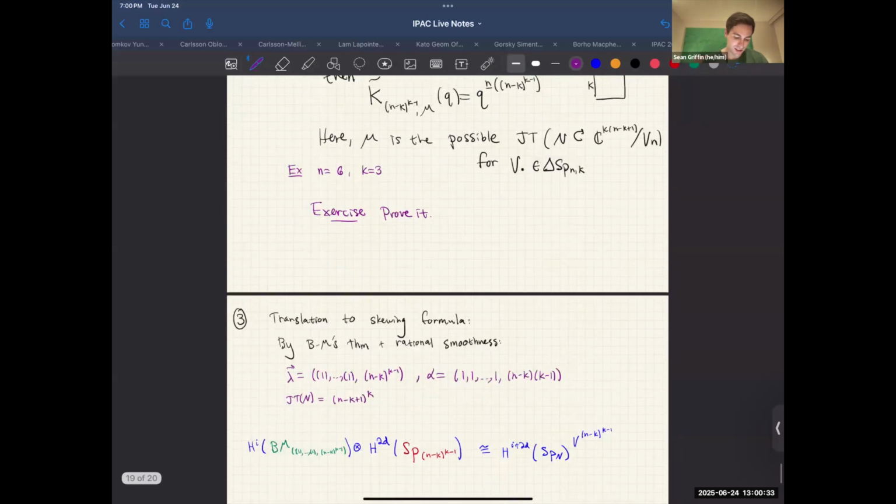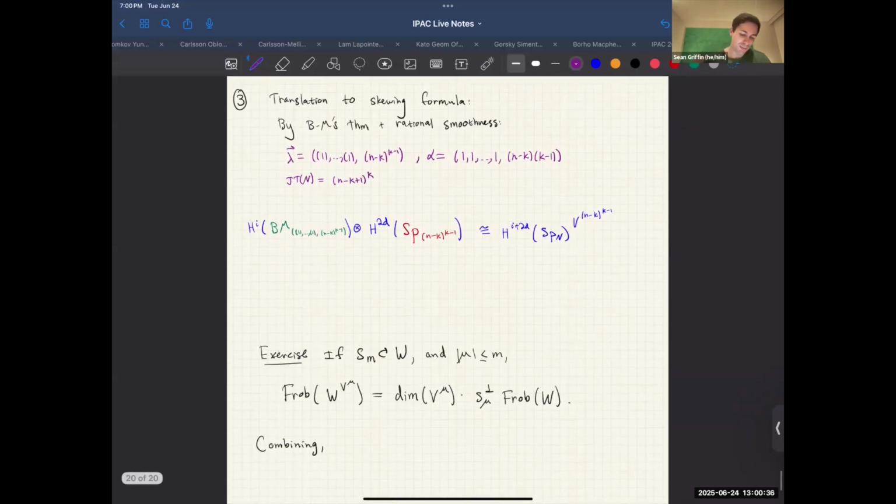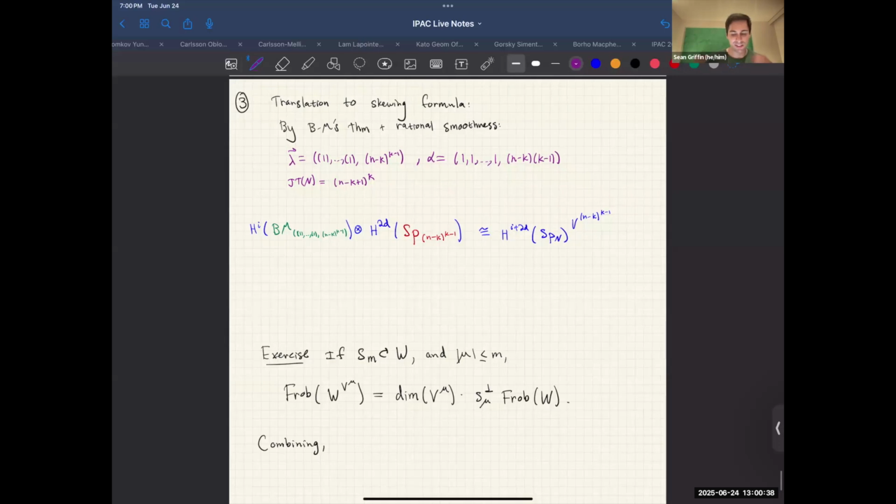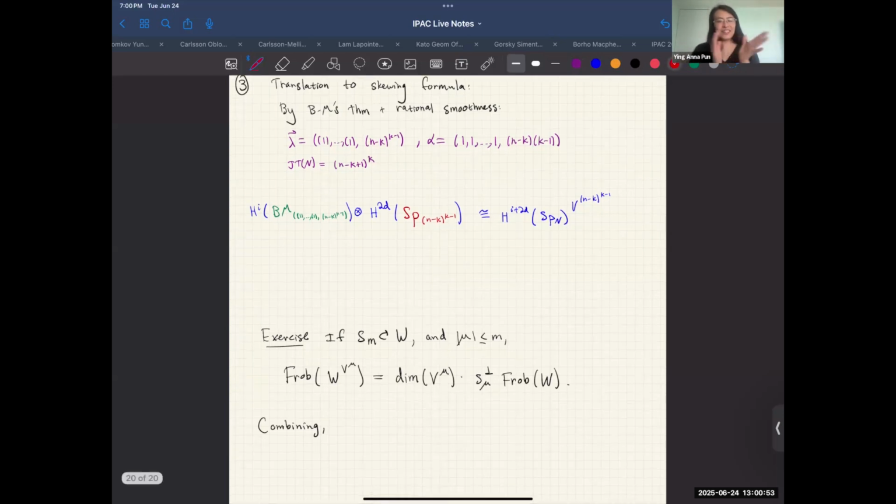And yeah, the final piece is how do you translate this to the skewing formula? Maybe I should do that next time quickly, since we're already at the end of time. All right. Thank you so much. And then maybe I should just say next time is the affine Springer fiber case.